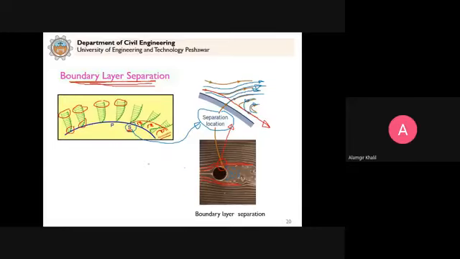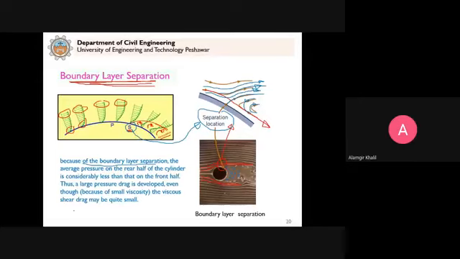What is the effect of this? Because of the boundary layer separation, the average pressure on the rear half of the cylinder is considerably less than that on the front half. Thus, a large pressure drag is developed, even though the viscous shear drag may be quite small. So it means that when boundary layer separation takes place, it will result in a large drag force. So this is the boundary layer separation concept.